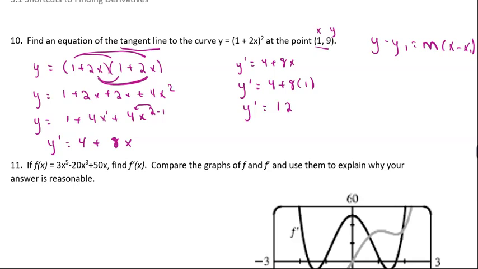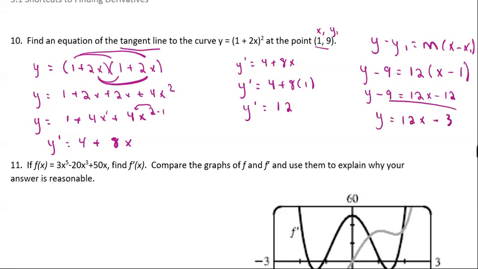So now we can put it into our equation that we have over here. We have x1 and we have y1 from our one point. So y minus y1 equals m times (x minus x1). If we solve it down, we have y minus 9 equals 12x minus 12. Add 9 to both sides, and we get y equals 12x minus 3. So this will be the equation of our tangent line at the point (1, 9).